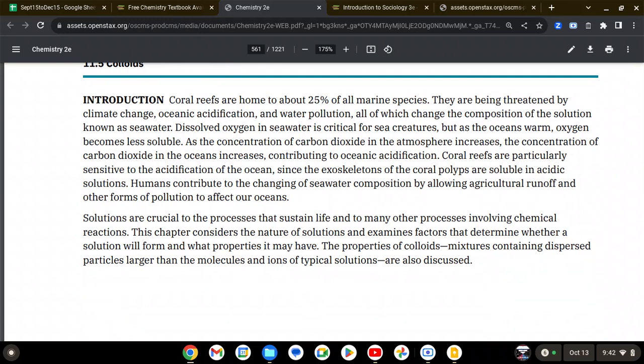Humans contribute to the changing of seawater's composition by allowing agricultural runoff and other forms of pollution to affect our oceans. Solutions are crucial to the processes that sustain life and to many other processes involving chemical reactions. This chapter considers the nature of solutions and examines factors that determine whether a solution will form and what properties it may have. The properties of colloids, mixtures containing dispersed particles larger than the molecules and ions of typical solutions, are also discussed.